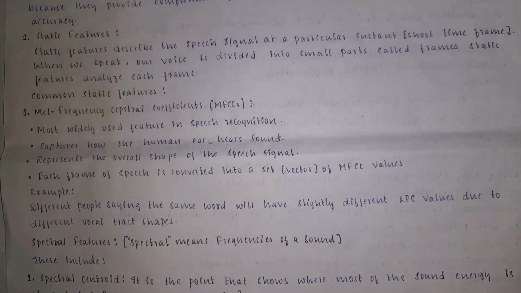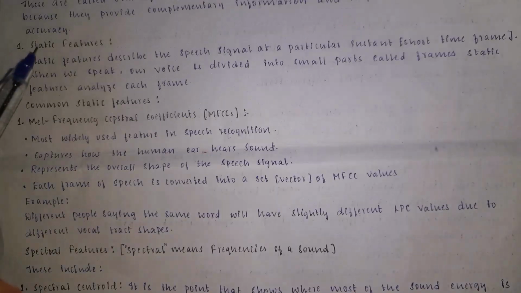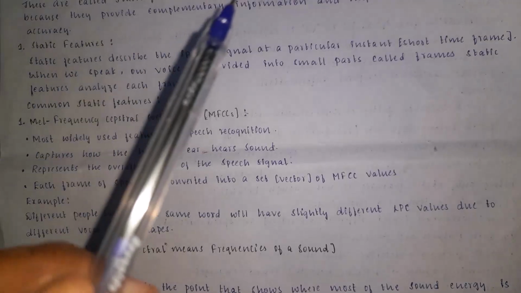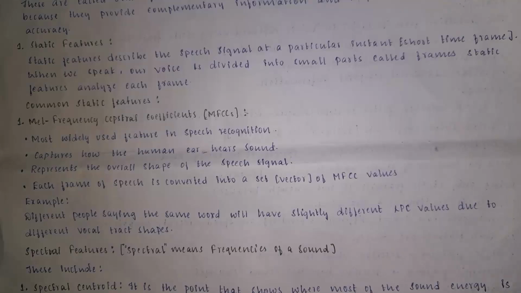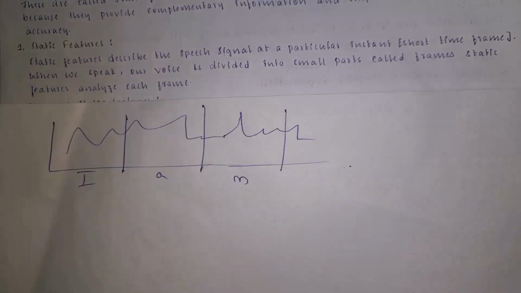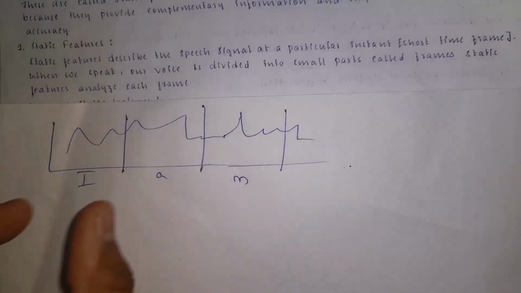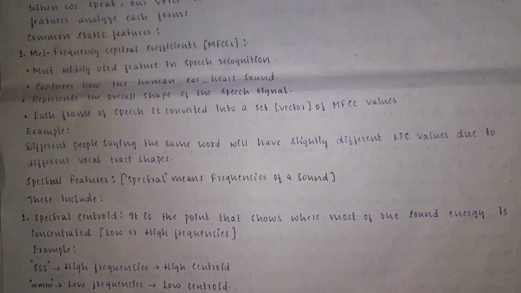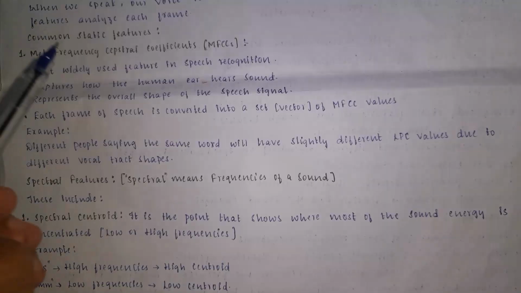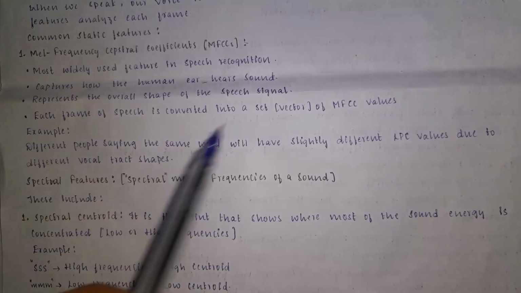At first I will explain what are static features. A static feature describes the speech signal at a particular instance, that is nothing but in a short time frame. Guys, whenever we speak, our voice is divided into small parts. We call each part a frame, and a static feature will analyze each frame. That is nothing but in a particular time frame, what is our voice. It can be identified by using static features. I will explain some common static features, and the first one is Mel frequency cepstral coefficients. Shortly we call it MFCC.